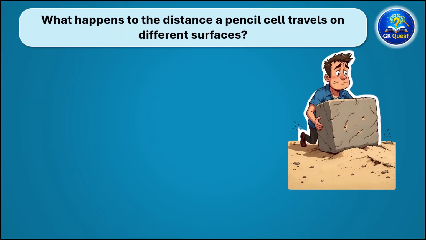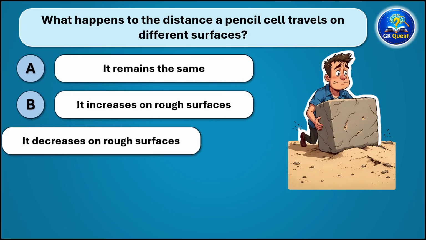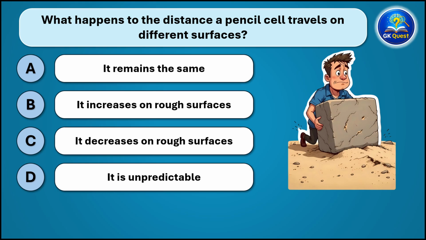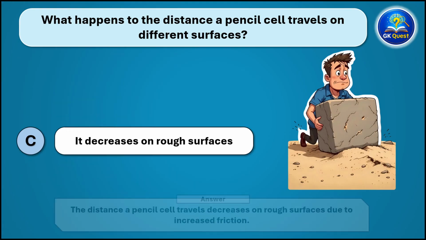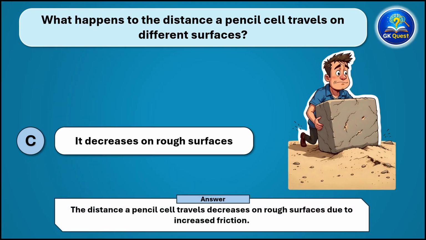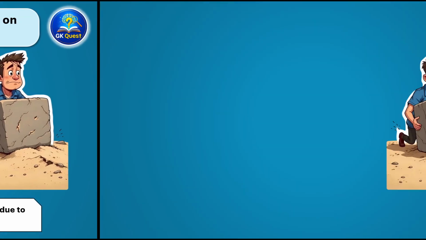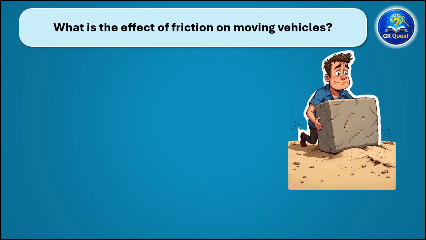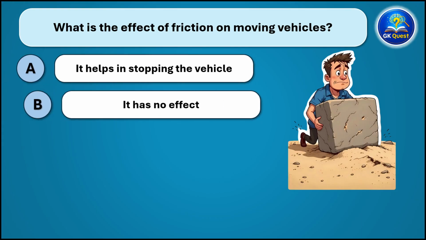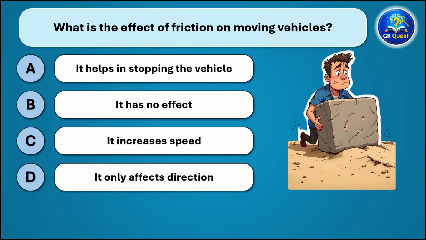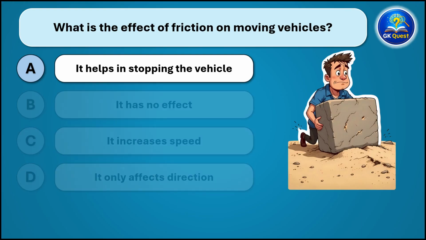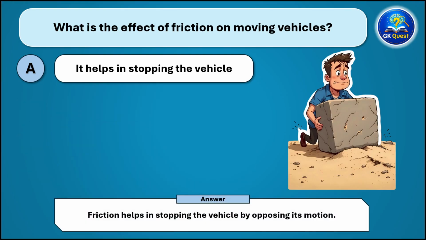What happens to the distance a pencil cell travels on different surfaces? And the correct answer is the distance a pencil cell travels decreases on rough surfaces due to increased friction. What is the effect of friction on moving vehicles? And the correct answer is friction helps in stopping the vehicle by opposing its motion.